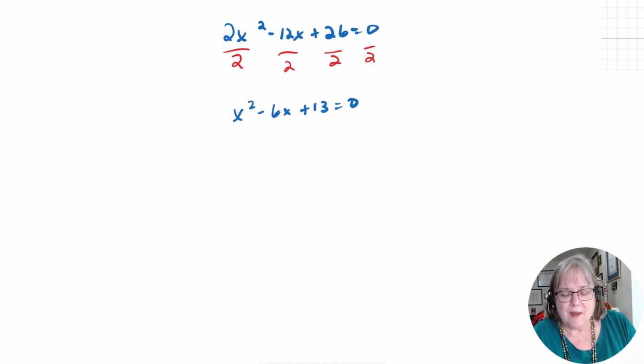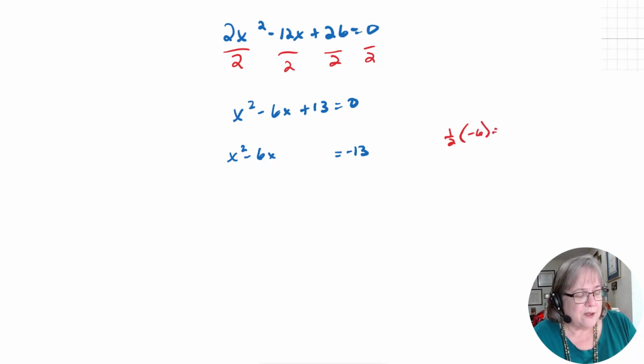Okay? All right. Now, I've got my lead coefficient of 1. Now I move the constant to the other side, leaving a little workspace. All right. Then I take half of b. Now what is b? b is a negative 6.